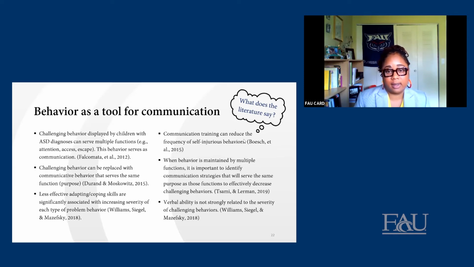I feel like I keep saying that we need to zero in on what function the behavior serves so that we can then address and change. Address and change in that we're giving them replacement behaviors that serve a similar function.